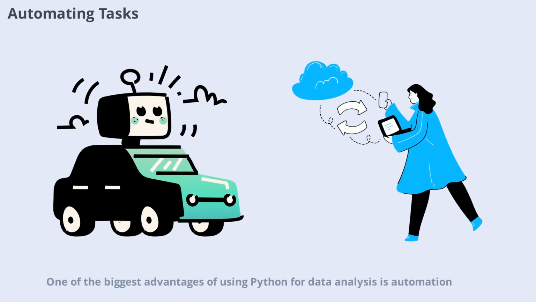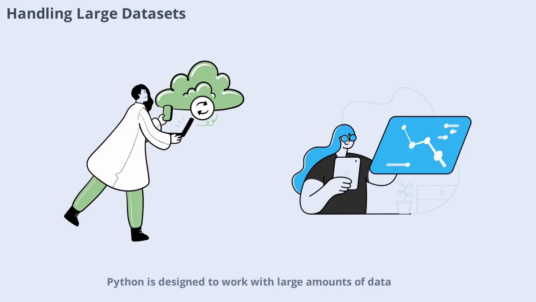One of the biggest advantages of using Python for data analysis is automation. Python can handle repetitive tasks for you, saving time and reducing errors. Whether it's cleaning data, generating reports, or updating spreadsheets, automation lets you focus on more important analysis instead of manual work.